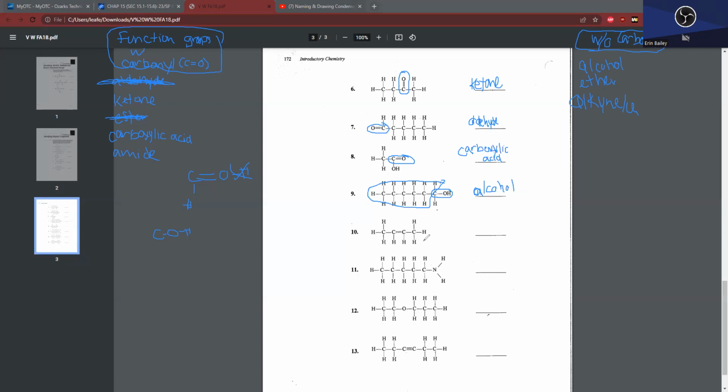And then we go to this next one. First thing that I see off the back, oh, there's a double bond here. And it's between two carbons. Boom, instant. Alkene. Alkene is double bond. Alkyne with a Y is triple bond.